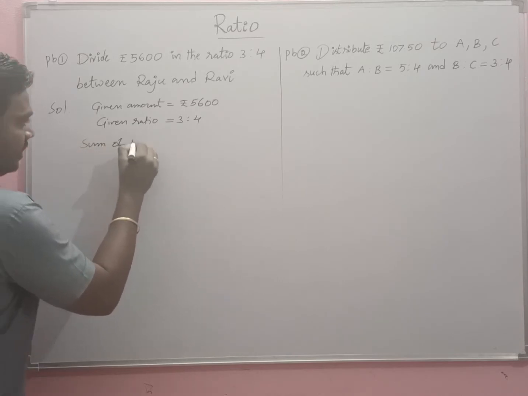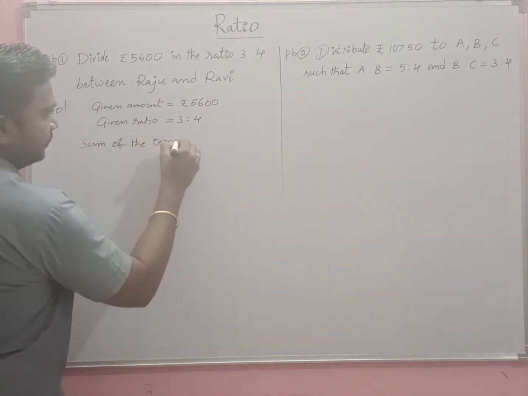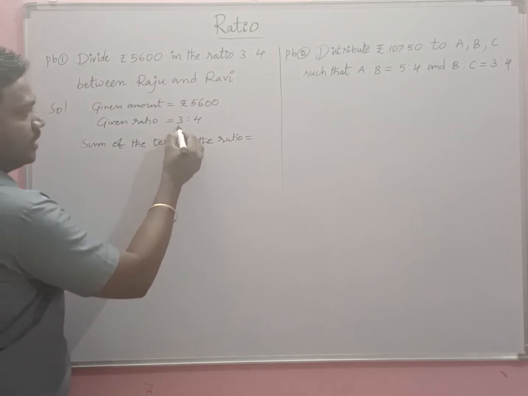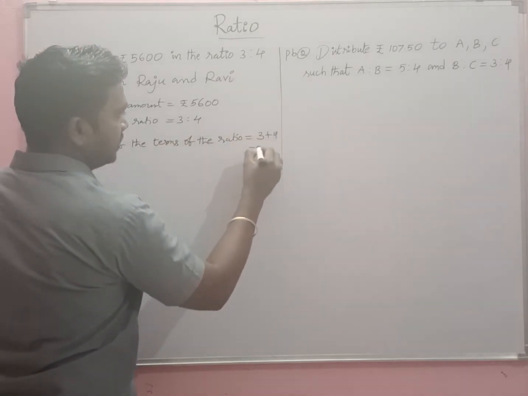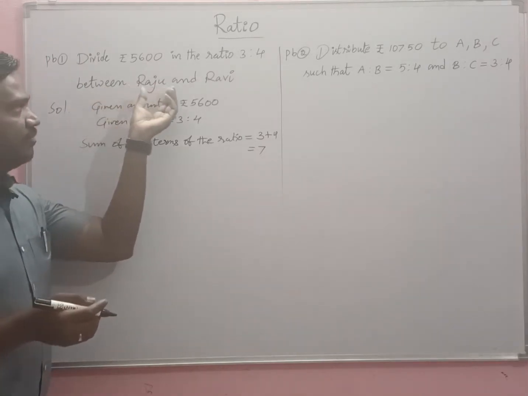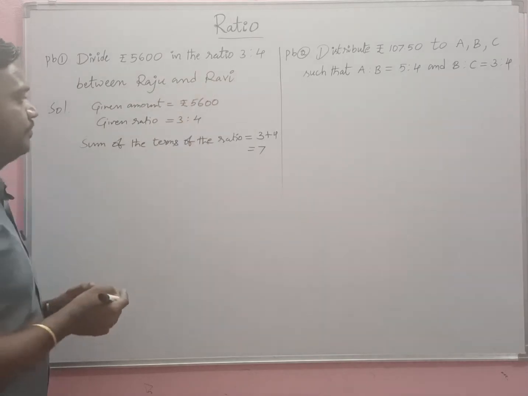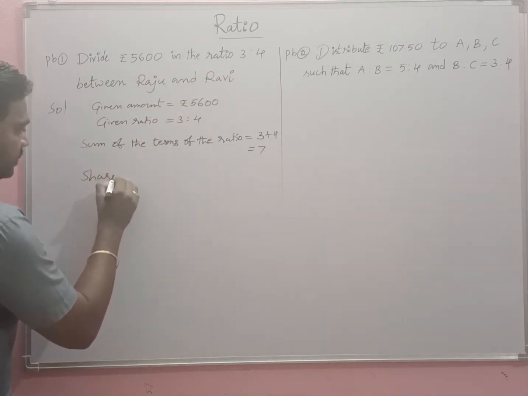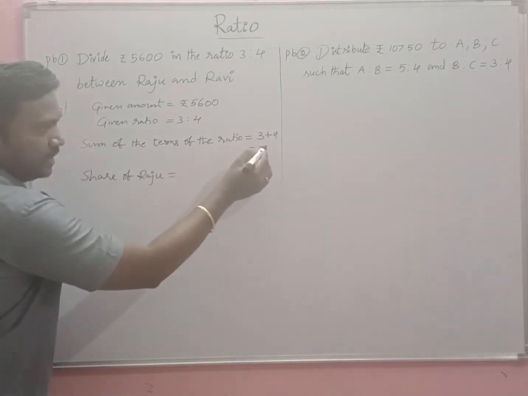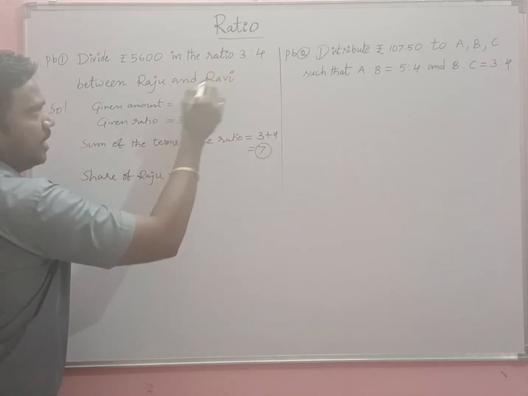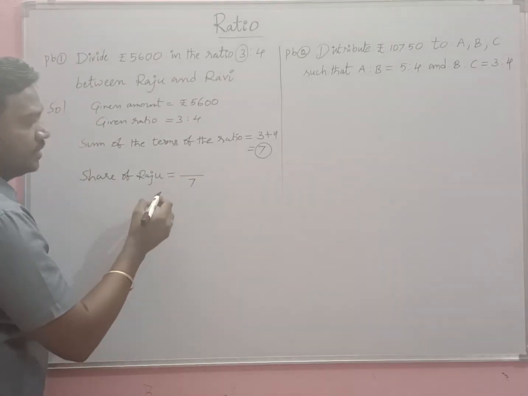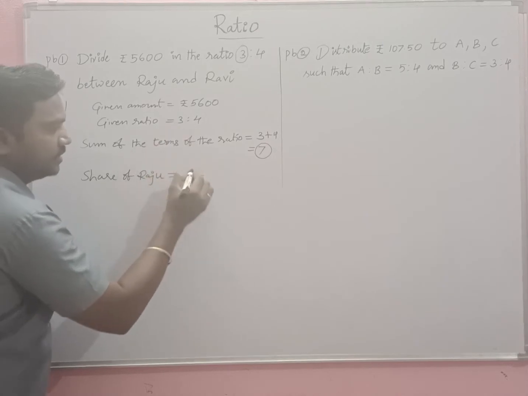Sum of the terms of the ratio is equal to 3 plus 4, 7. Now, here we have to find the share of Raju and the share of Ravi. So, share of Raju. Out of 7 parts, Raju has 3 parts. So, we have to write like this. Out of 7 parts, Raju has 3 parts.